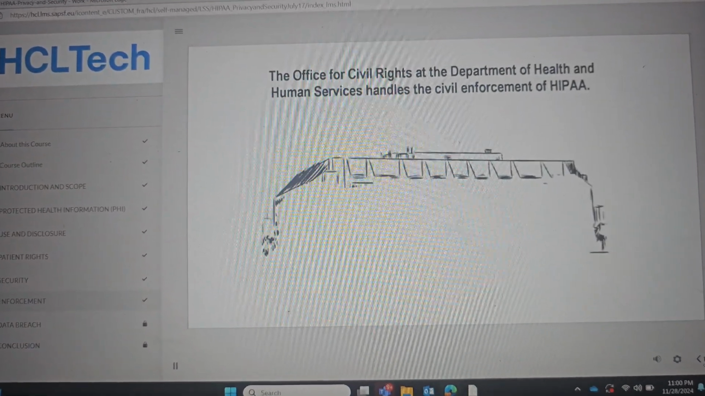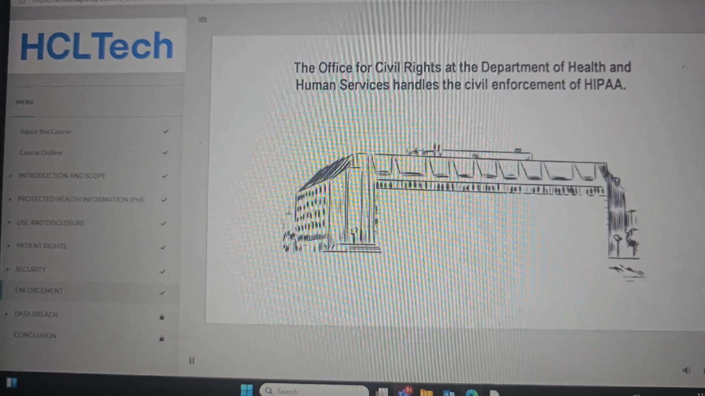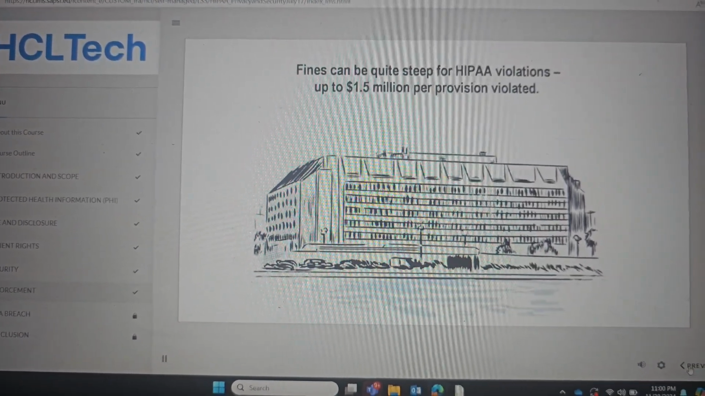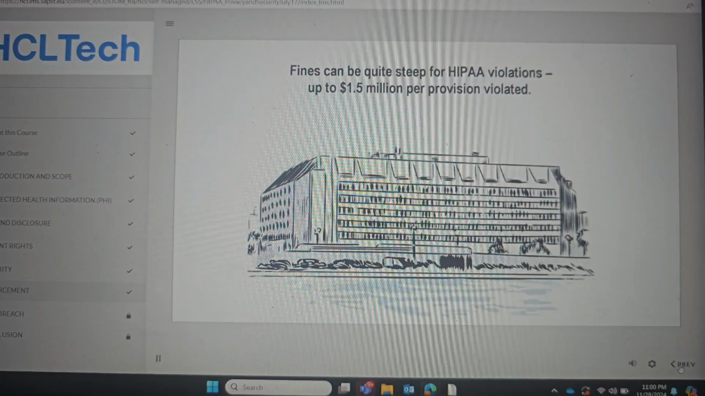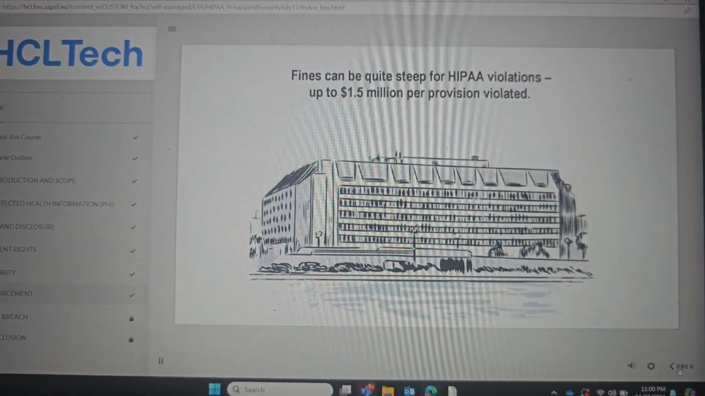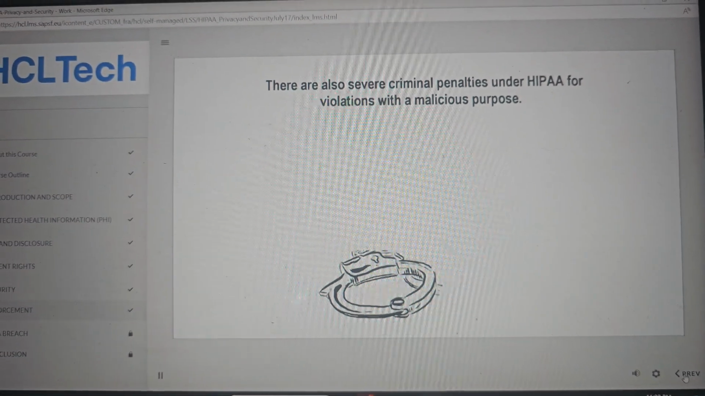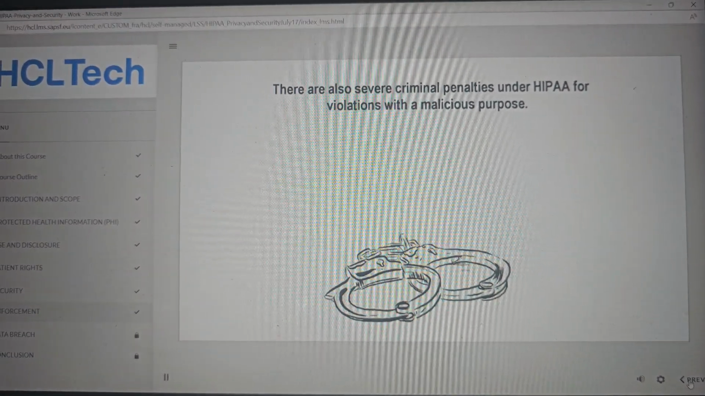The Office for Civil Rights at the Department of Health and Human Services handles the civil enforcement of HIPAA. Fines can be quite steep for HIPAA violations, up to $1.5 million per provision violated. There are also severe criminal penalties under HIPAA for violations with a malicious purpose.